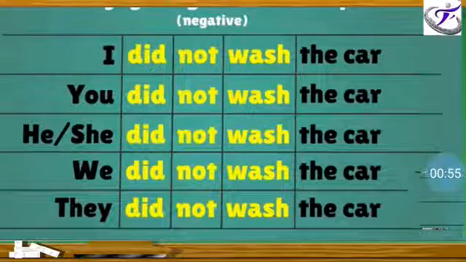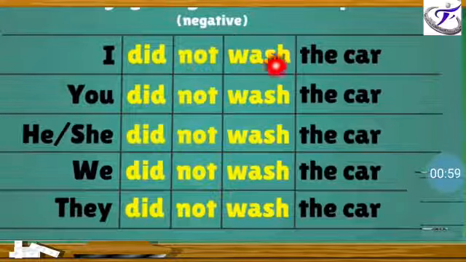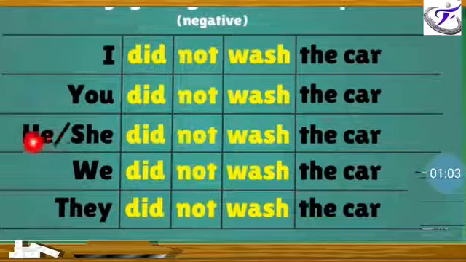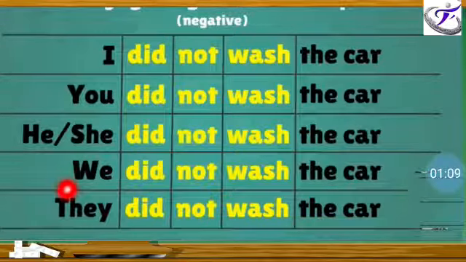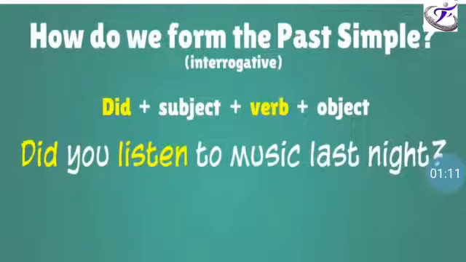Let's have another example in negative form. I did not wash the car. You did not wash the car. He did not wash the car. She did not wash the car. We did not wash the car. They did not wash the car.